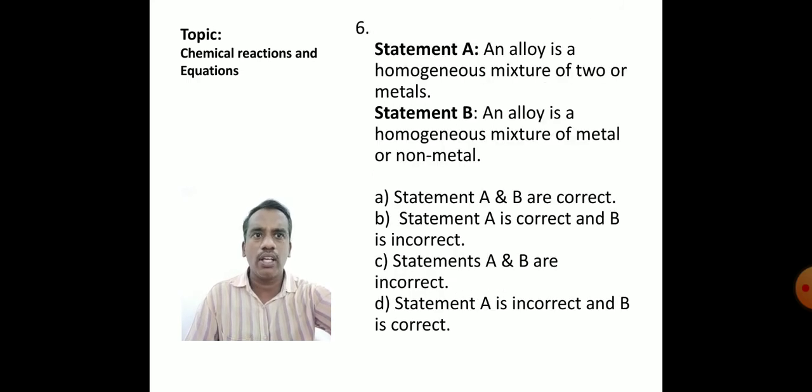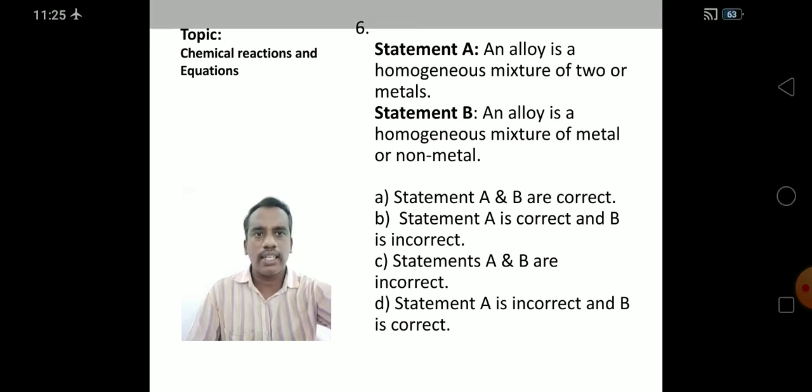And we need to check now our options. Statement A, alloy is a homogeneous mixture of two or more metals. Yes, in the case of stainless steel we got iron, nickel, chromium. These are all metals only. And statement B, alloy is a mixture of a metal with a non-metal. Yes, we got iron with carbon, that is a non-metal. So both statements are true. A and B are true, so they are correct. So this is the correct answer for us.